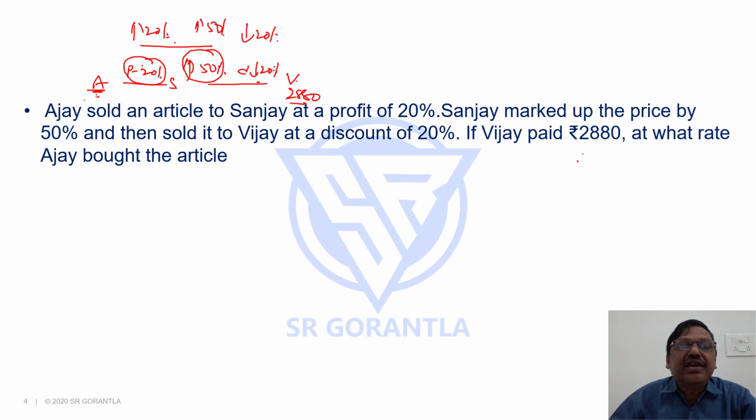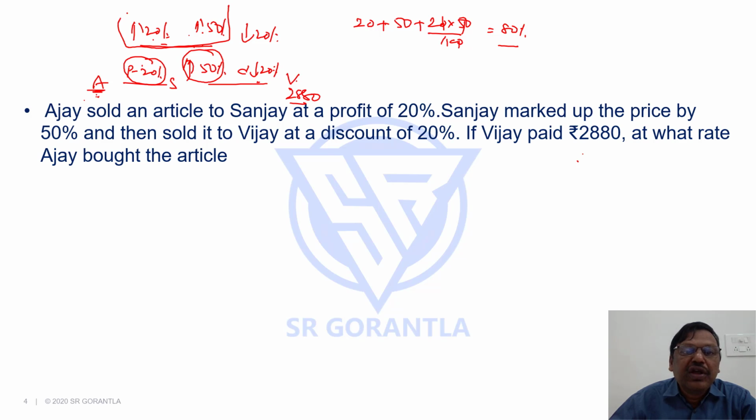Like this. First, I will take these 2. There is an increase of 20 and 50, so what is the effective increase? 20 plus 50 plus 20 into 50 by 100. How much is it? You can see 70, 80%. This is 80% after these 2. Then there is 20%. This is an 80% increase. Now there is a 20% decrease.